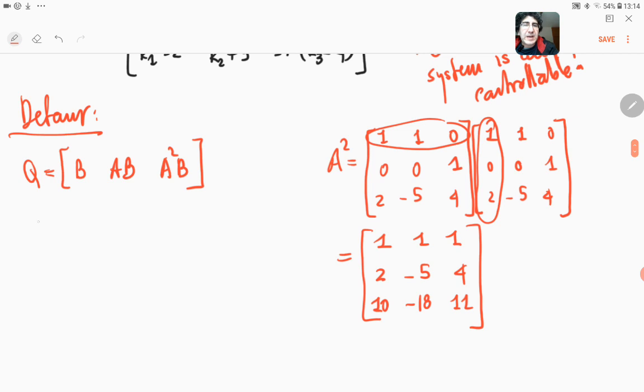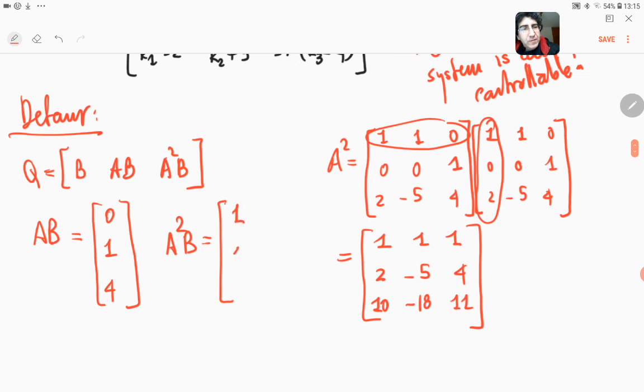So let's also calculate A times B. A times B is the multiplication of the A matrix with the B vector, and you will get 0, 1, and 4. And you will also calculate A squared B, which will turn out to be 1, 4, and 11.